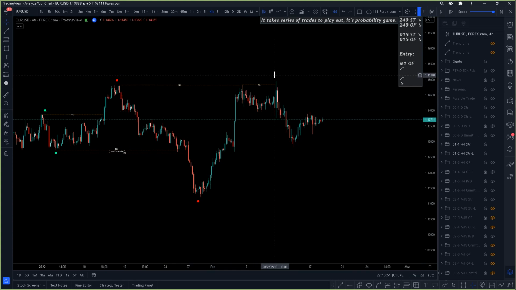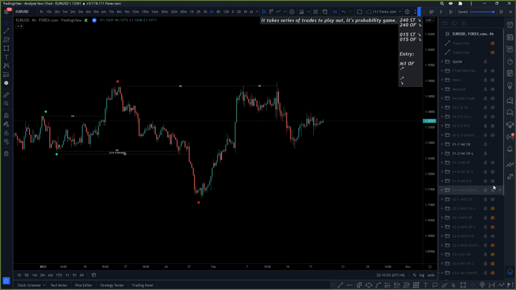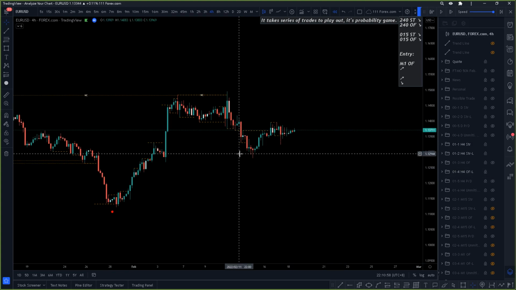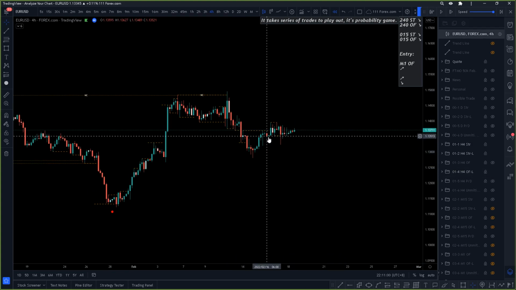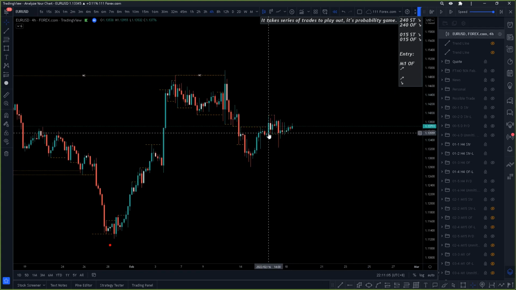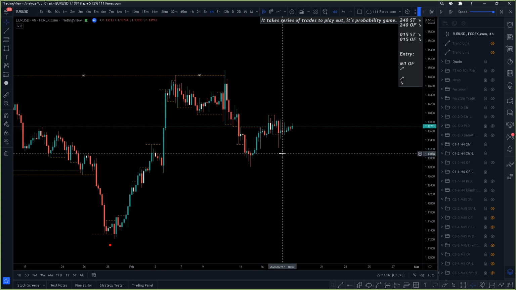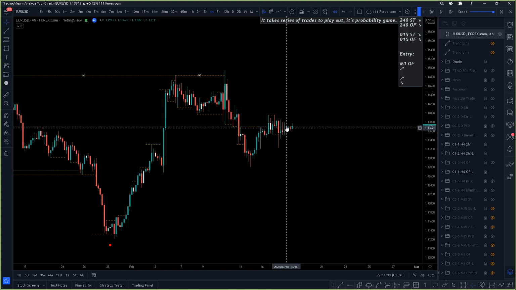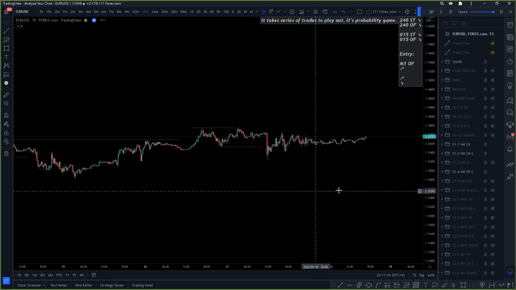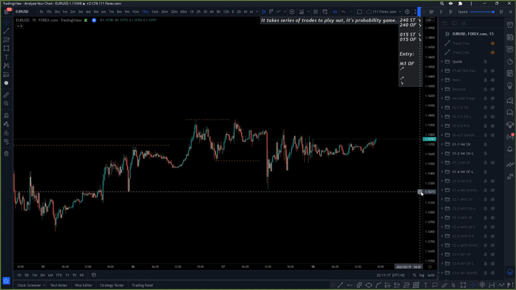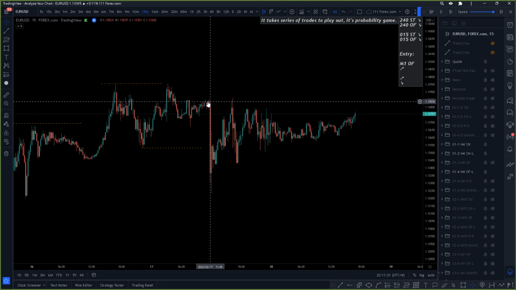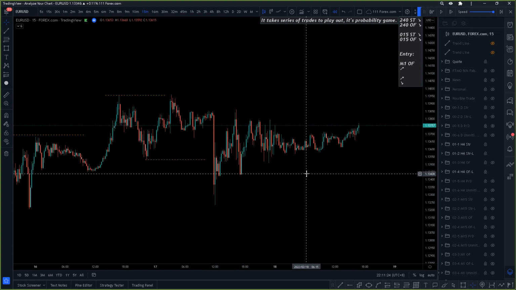H4 structure is bearish, and the H4 order flow was, I will say, bullish, and yesterday it turned bearish at that point of time, and here is where I caught the sell. Kind of risky, but it performs like this.